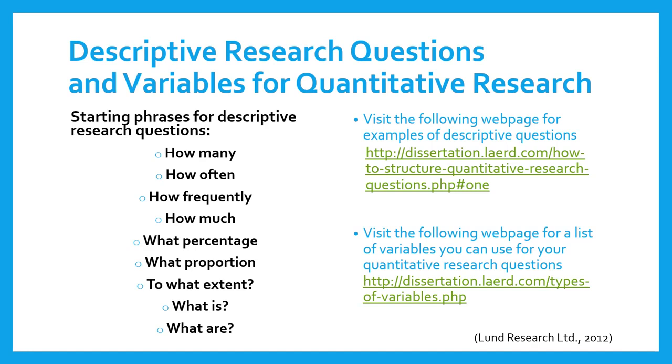Descriptive research questions use the following starting phrases, such as how many, how often, how frequently, how much, what percentage, what proportion, to what extent, what is, and what are. Note the web page links to access examples of descriptive research questions and different types of variables.